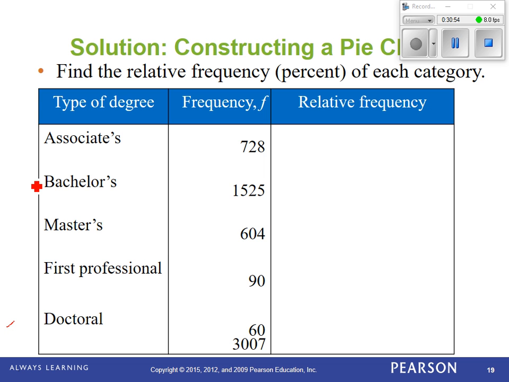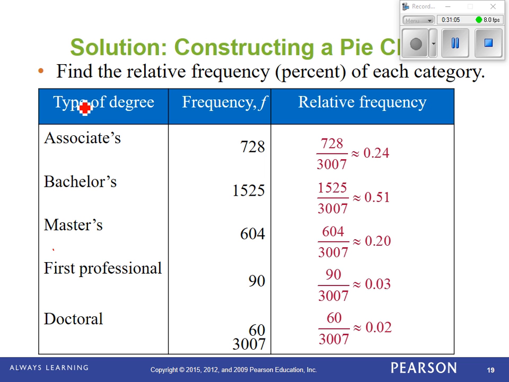So if we look at this one, we added them all up. Did you guys tell me 3007? So we add them all up, we got a total of 3007. We change each one to a percent: 24%, 51%, 20%, 3%, 2%. If I'm going to make my pie chart, put a dot right in the middle. And again, I'm not going to worry that it's perfect.